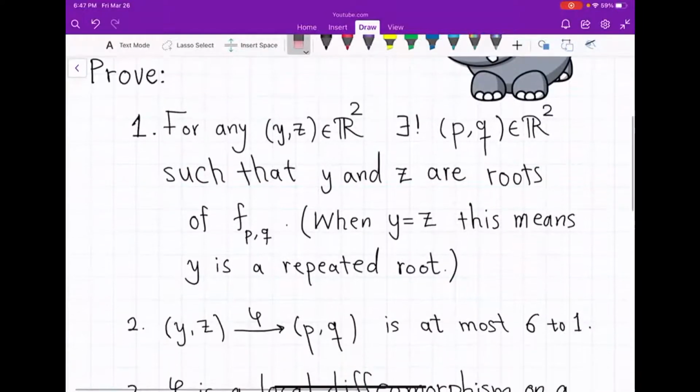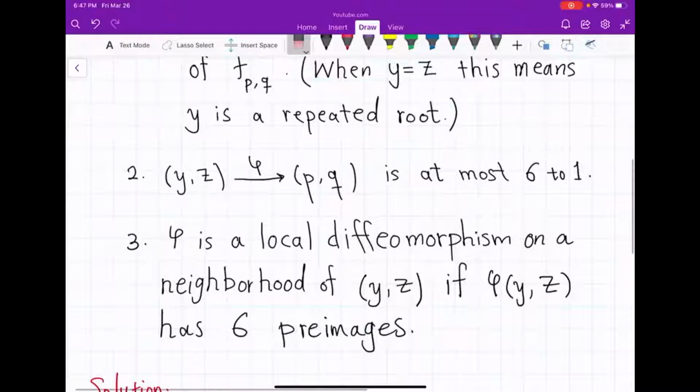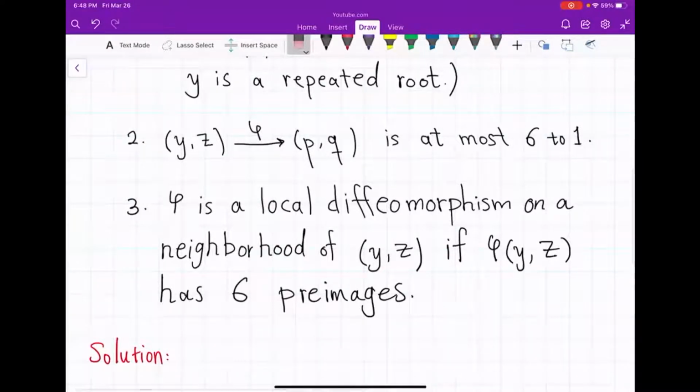In part 2, we want to show that this association, this map from yz to pq, is at most 6:1. There could be 6 different yz's that map to the same pq, but not more. And in part 3, we want to show that if pq is one of the cases where you have a 6:1 map, then in a neighborhood, you have a local diffeomorphism. Okay, so let's see where to start.